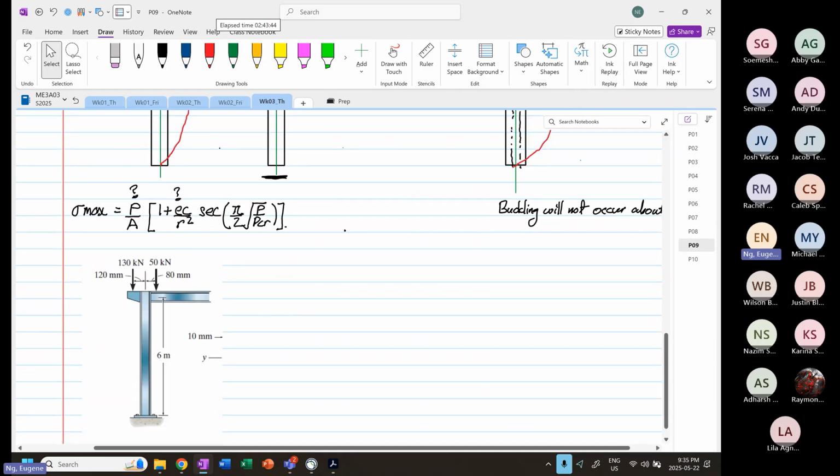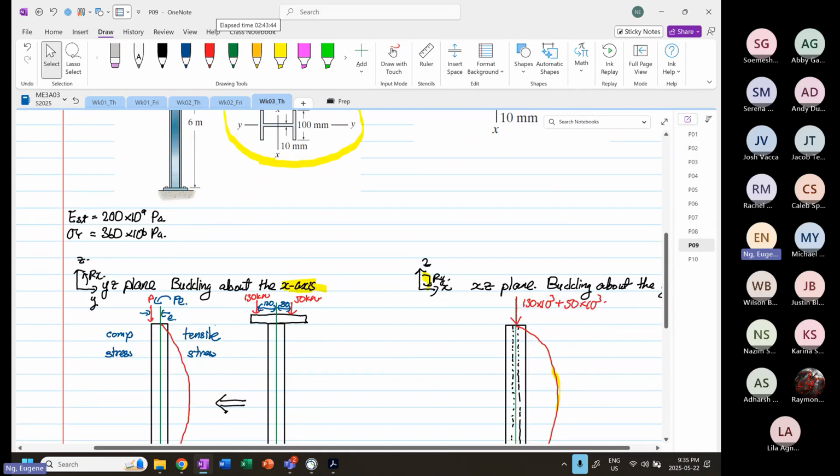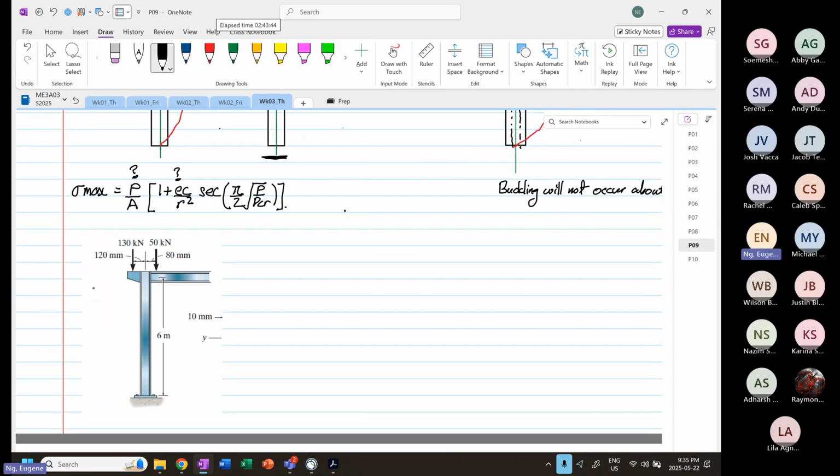So I'm going to draw our transformation. This is Z. This is Y. Rotation X.